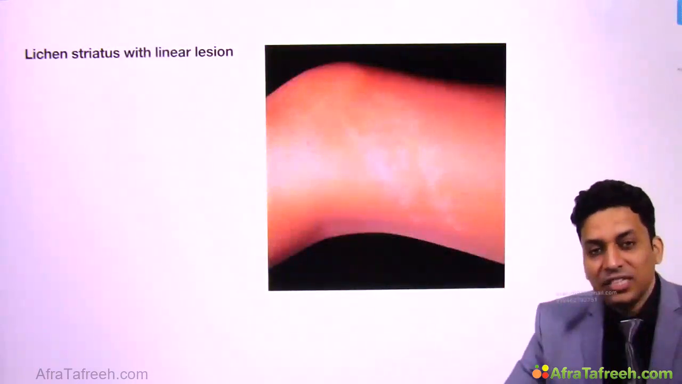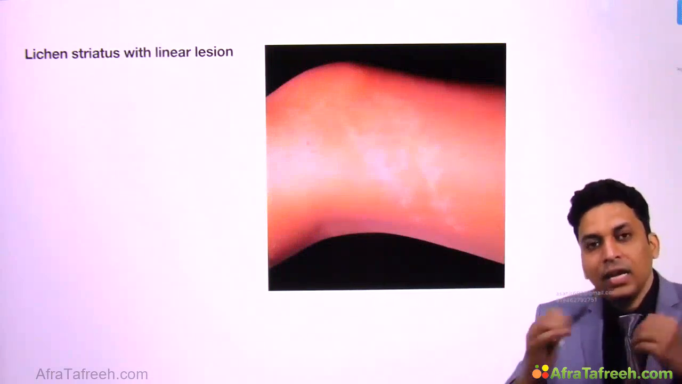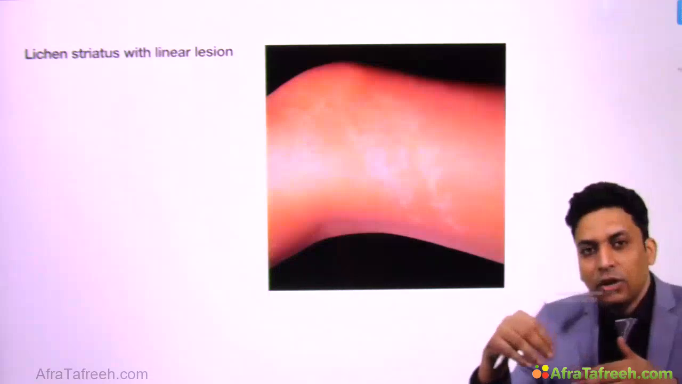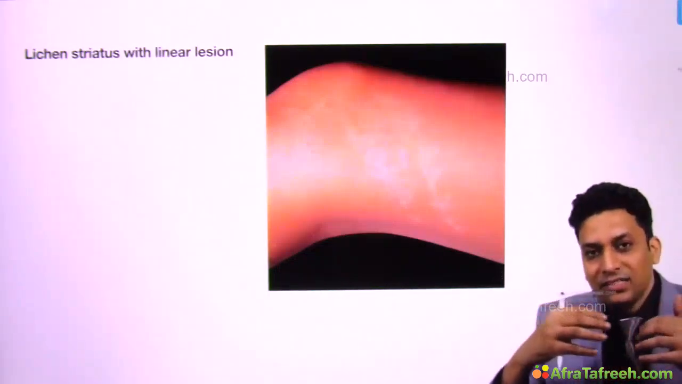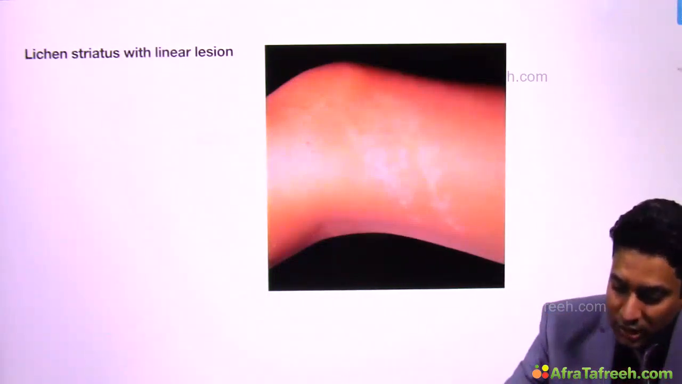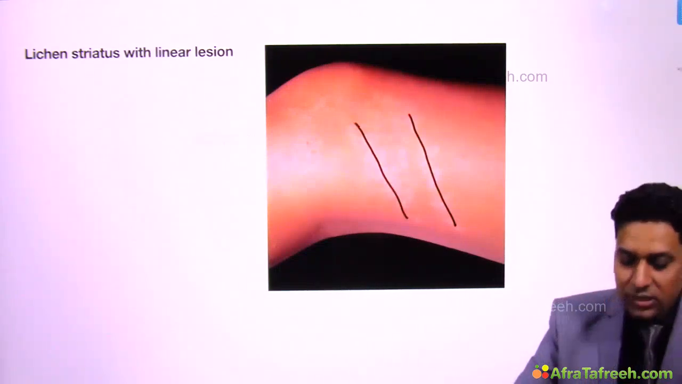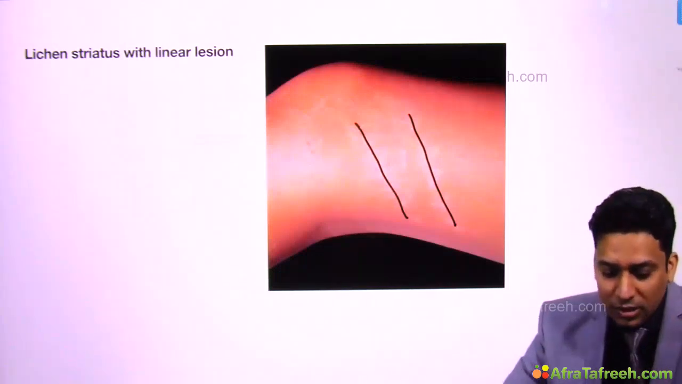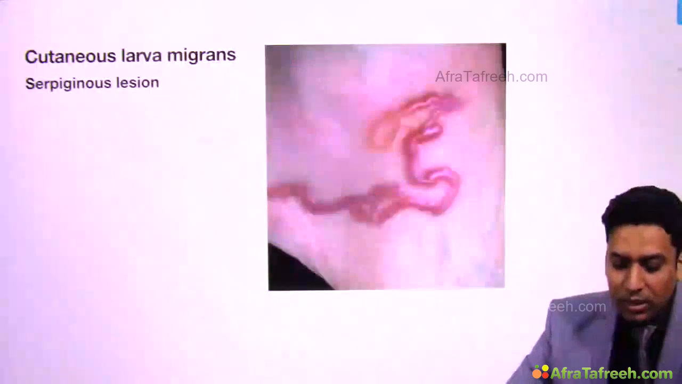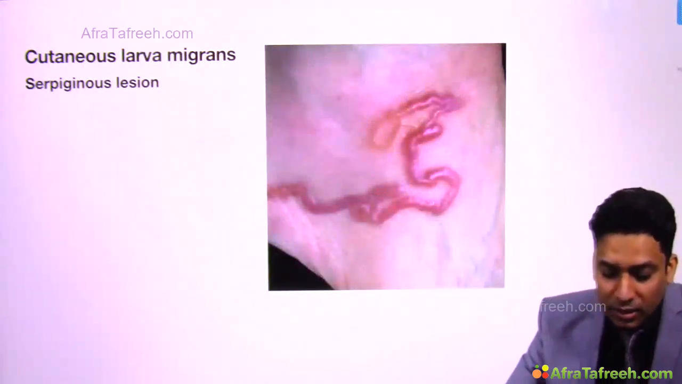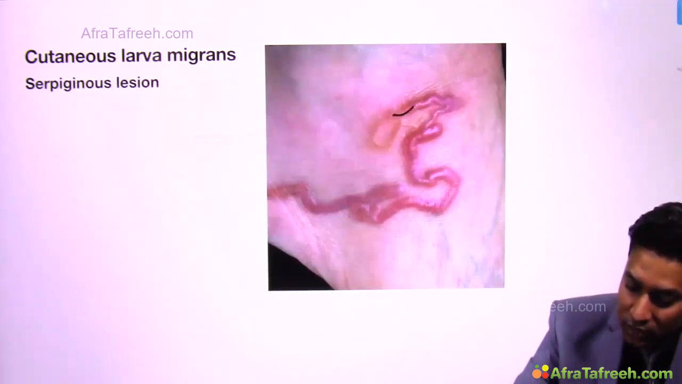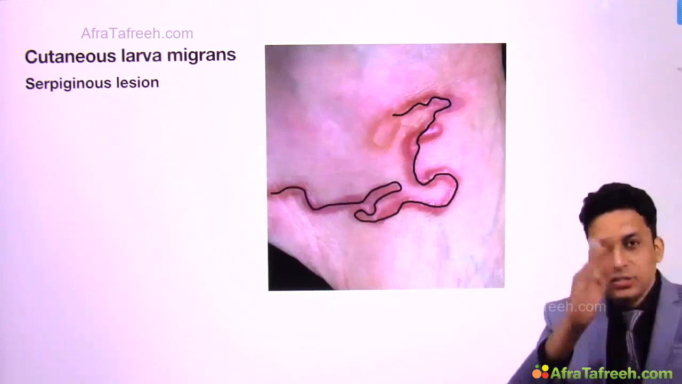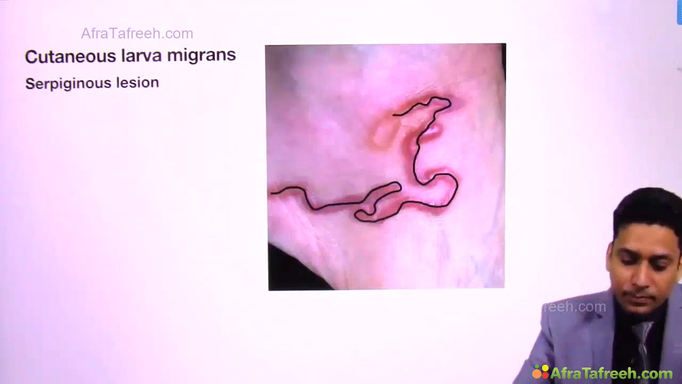Similarly, lichen striatus presents with linear lesions. In lichen planus, if the lesions are linear, we call it linear lichen planus. In lichen striatus also the lesions are linear. Similarly, in cutaneous larva migrans there are serpentinous lesions, because the larva is present beneath the skin. Serpentinous means like a serpent, like a snake.